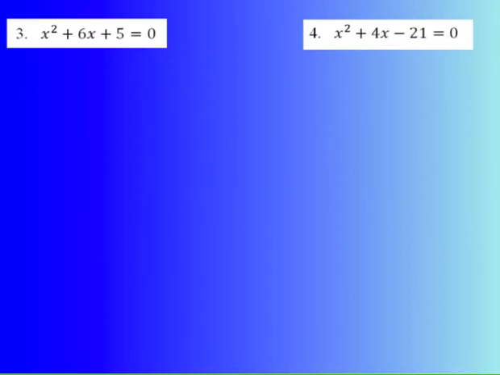Okay, so next, let's take a look at number 4. For number 4, the first thing we want to do is set up the x. So we're multiplying to a negative 21 and adding to 4. So a positive and a negative product. So I'm going to use positive 7 and negative 3.